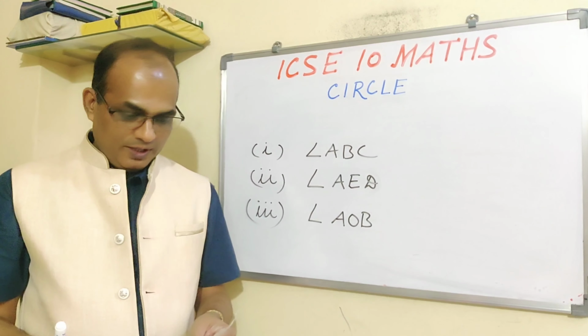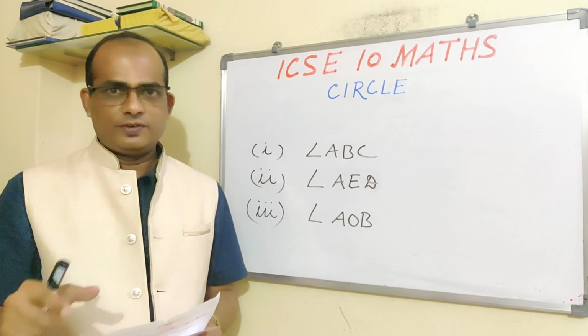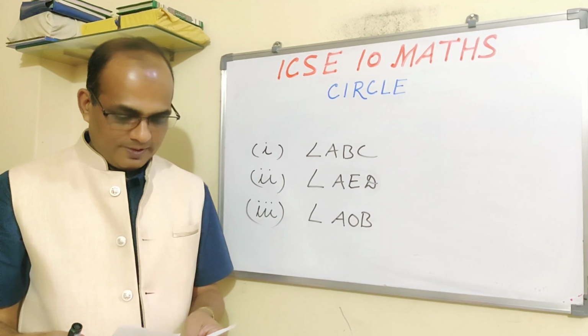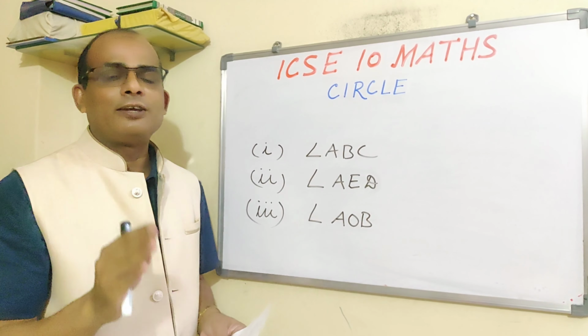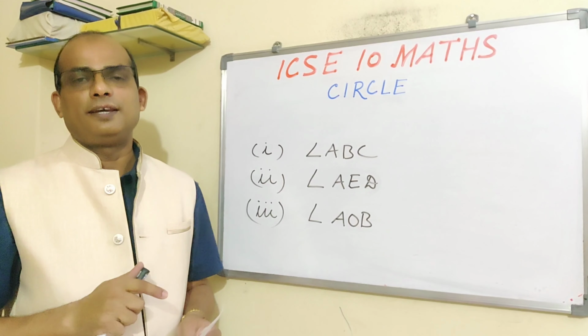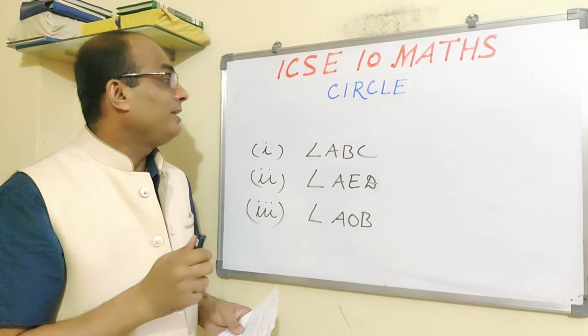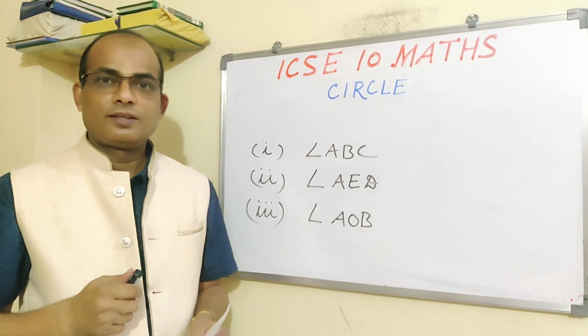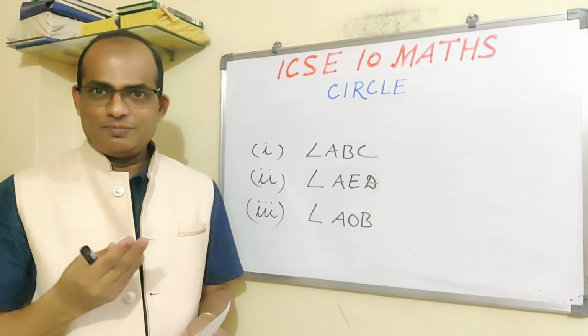Point number 2. Handwriting should be neat and legible. Yeah, this is important. Every time I am telling you this. Handwriting should be neat and legible. If you are writing B, angle ABC, so B should look like B. It should not look like A. Sometimes B and D look the same, so please avoid that.